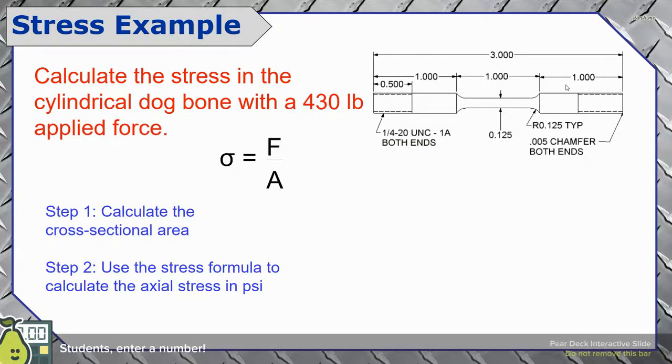So let's see if we can put this to work here. Here we have a diagram for a round cylindrical dog bone. See if you can calculate the stress in the cylindrical dog bone with a 430-pound applied tension force running down the length of the sample.